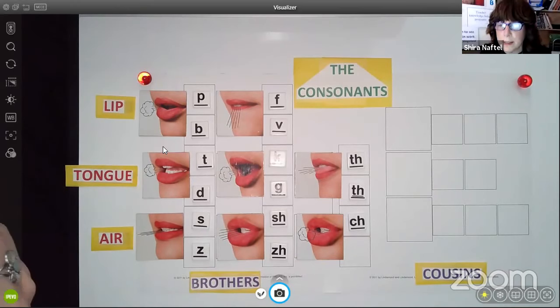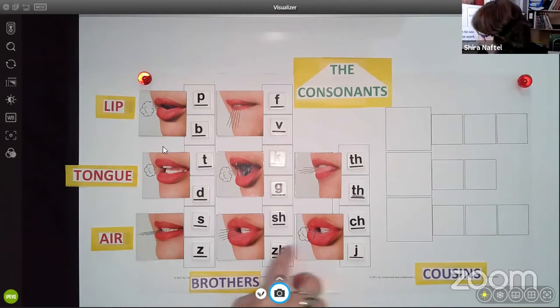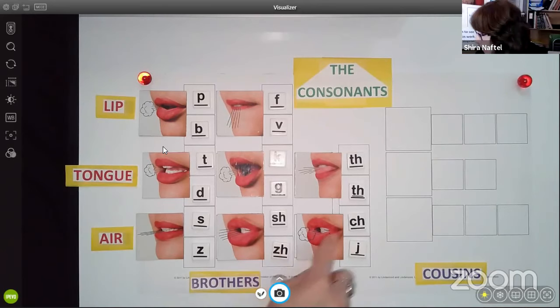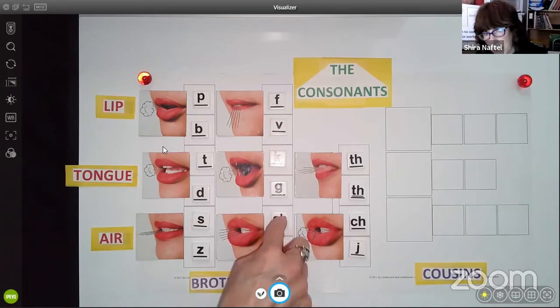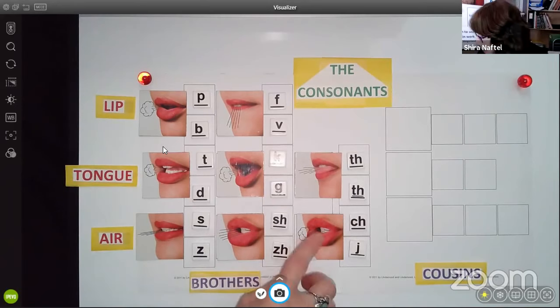J. Notice that if you elongate this too much, you get this. So if you don't pop it out, you get something more like this. If you don't pop this out, you get something more like this. So we want to not make that mistake, because then they get confused by that.